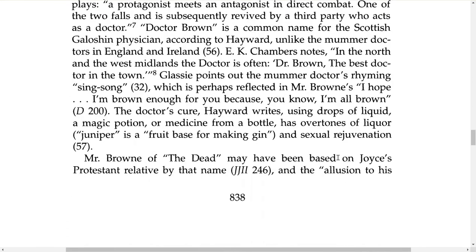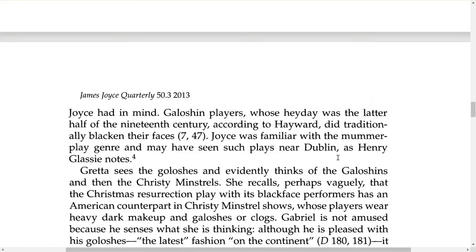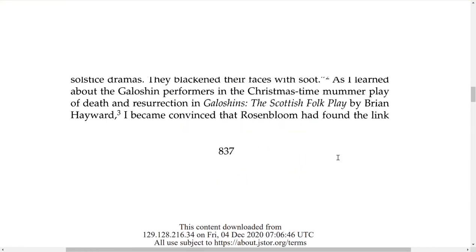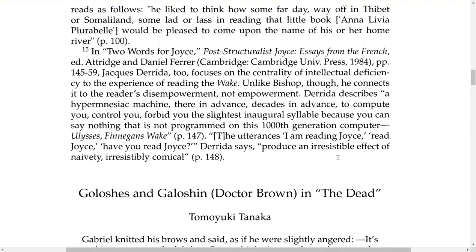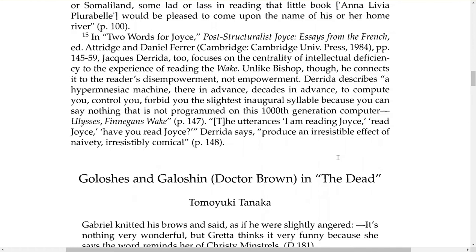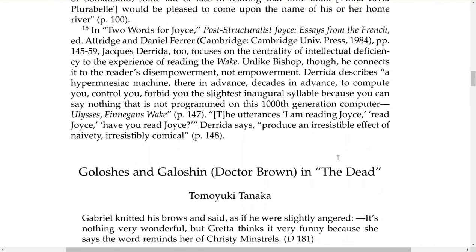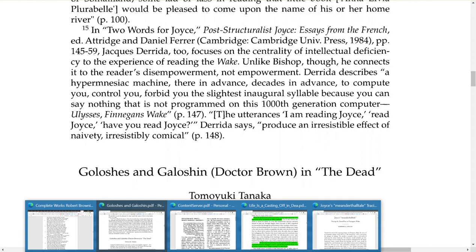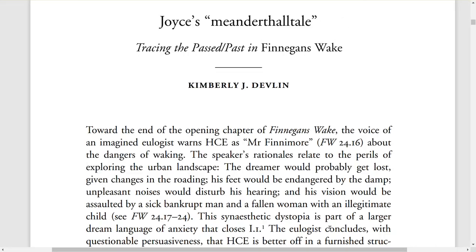So, again, this essay is available through the library, and you can find it, Galoshes or Galatian, Dr. Brown, and The Dead. The next example that I want to review, and the last one, is this one. Again, on a text, on Joyce's text, of course.